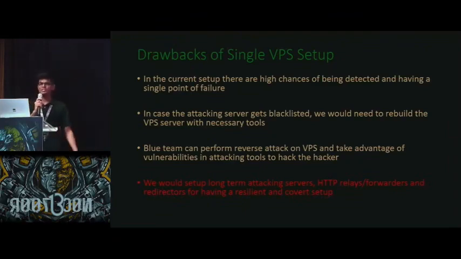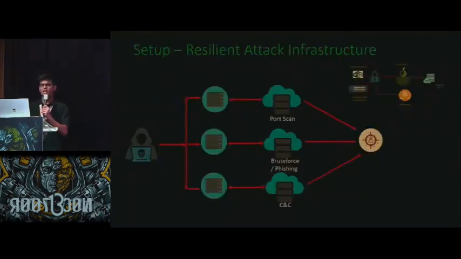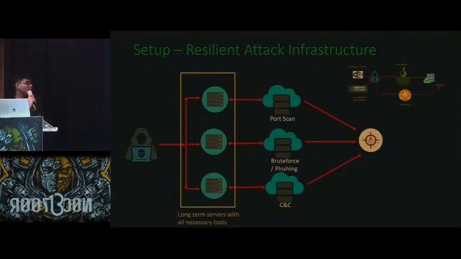Then we can have long-term servers sitting in the background and we can hide behind relays and redirectors. So let's create a covert setup. I've got that initial setup on the top right hand where I've got a single VPS server, right? Everything remains the same. But we will exclude that VPS server and replace it with six or seven other servers, right? It's a bit costly, of course, but it's really, really powerful. So on my right, I've got some long-term servers with all the necessary tools installed.